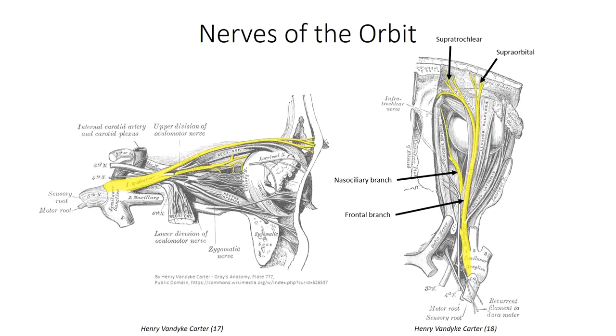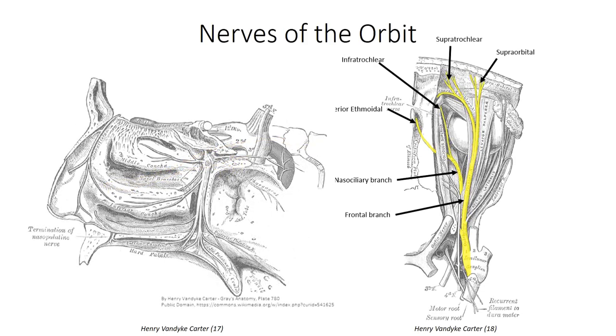Here, it gives off an infratrochlear branch that projects into the face, providing general sensation to the bridge of the nose. It also gives off anterior and posterior ethmoidal branches that supply the air cells within the ethmoid bone. The anterior branch continues into the nasal cavity and terminates as the external nasal nerve that also supplies the inferior skin of the nose.